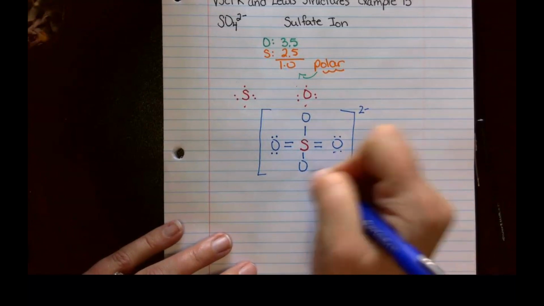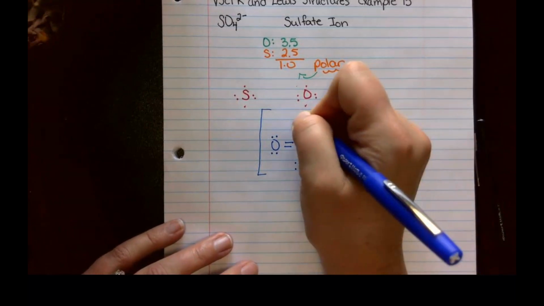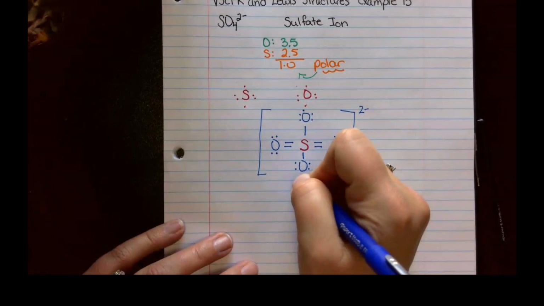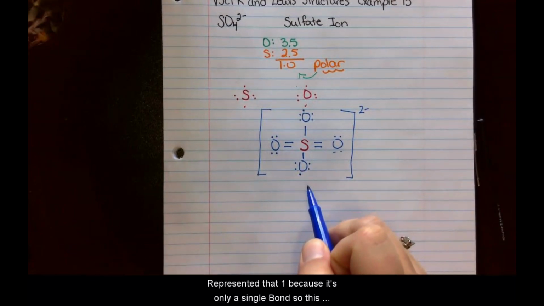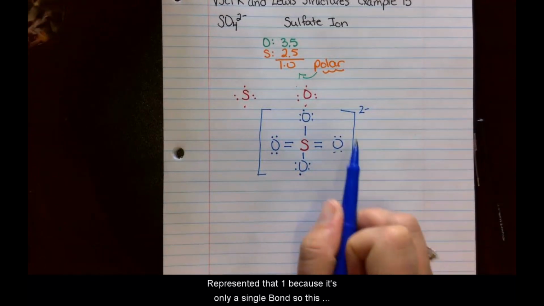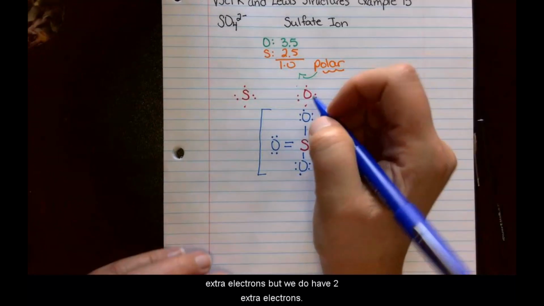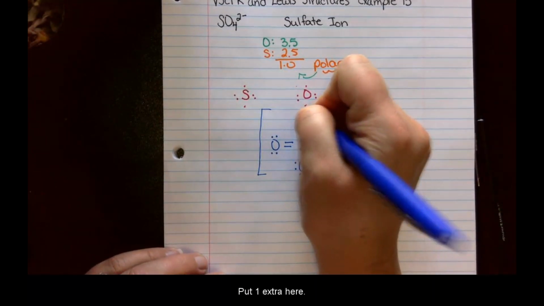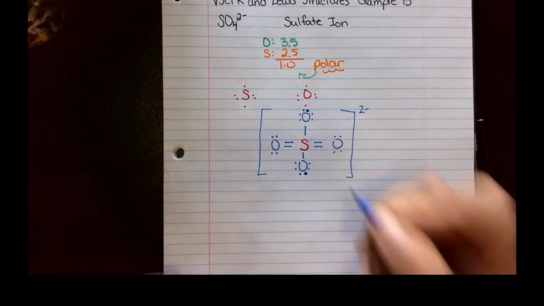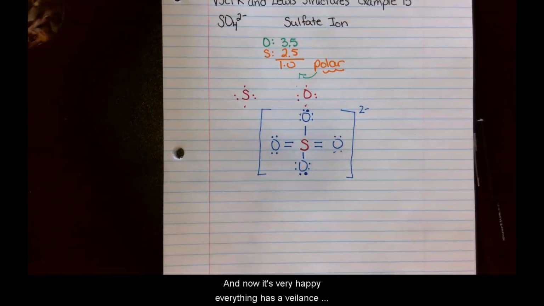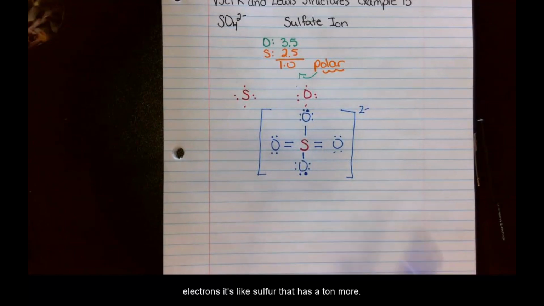So now, I represented that one because it's only a single bond. This is how it would look normally if we didn't have two extra electrons. But we do have two extra electrons. So you simply put one extra here and one extra here. And now it's very happy. Everything has 8 valence electrons, except sulfur, which has a ton more because sulfur is greedy.